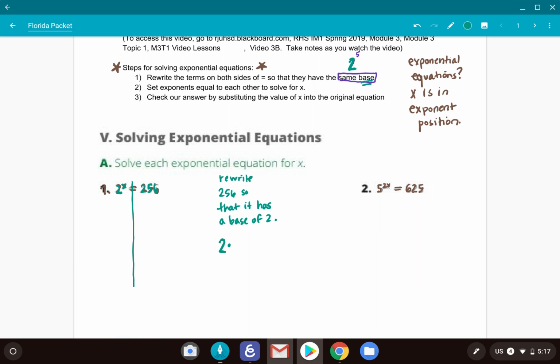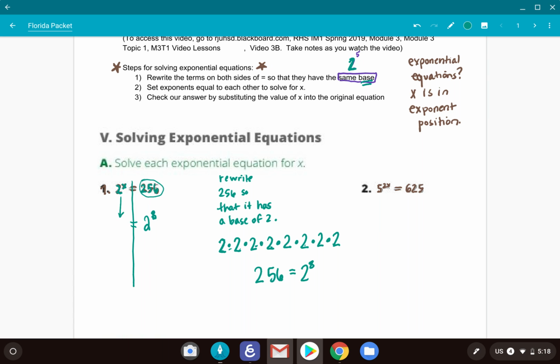So I could do 2 times 2. That's going to give you 4. 4 times 2 is going to give you 8. 8 times 2 is going to give you 16. 16 times 2 is 32. 32 times 2 is 64. 64 times 2 is 128, and then 128 times 2 is 256. So I could say that 256 is 1, 2, 3, 4, 5, 6, 7, 8, the same as 2 to the 8th power. So I'm just going to rewrite this as 2 to the 8th power.